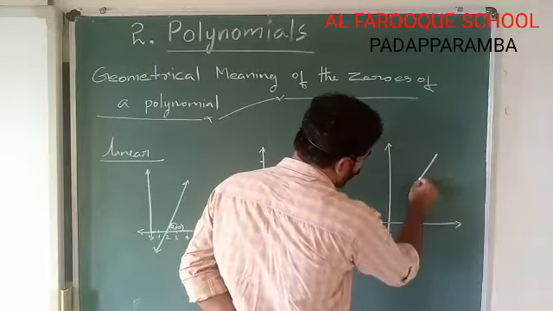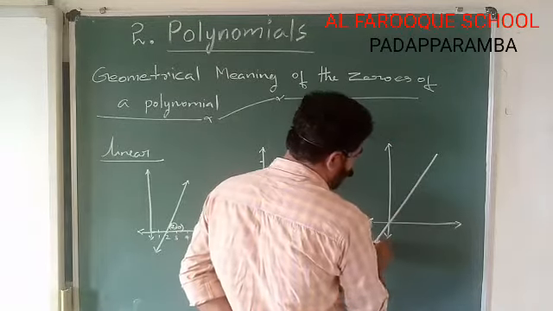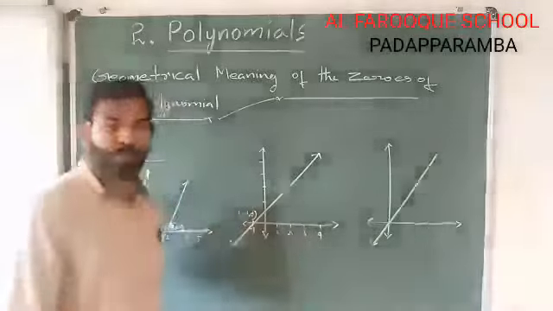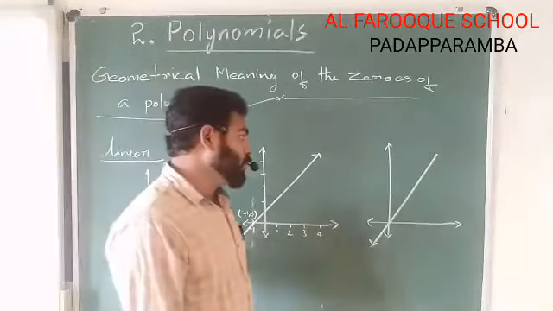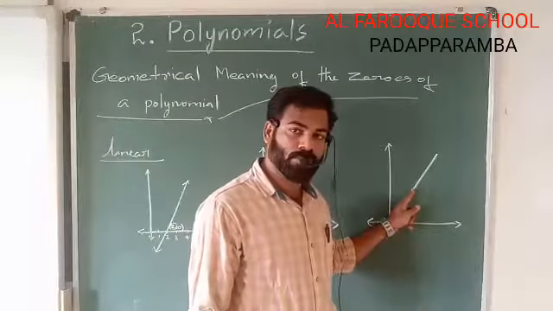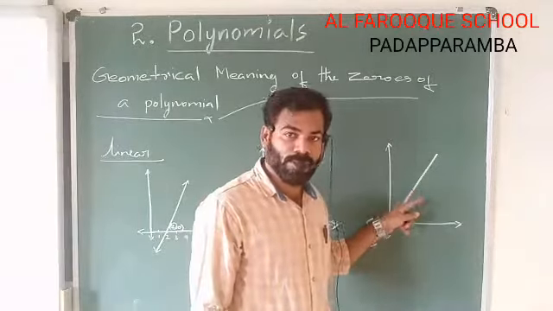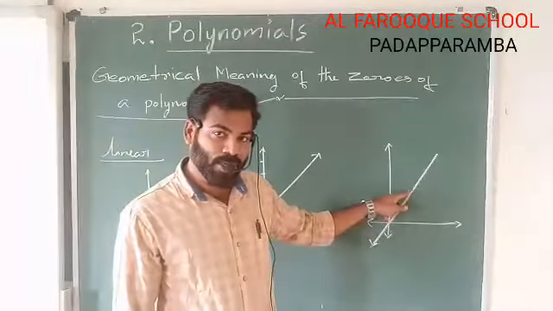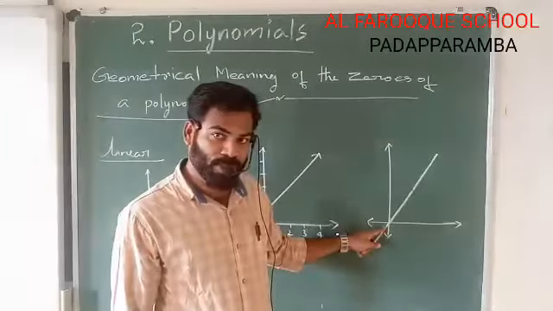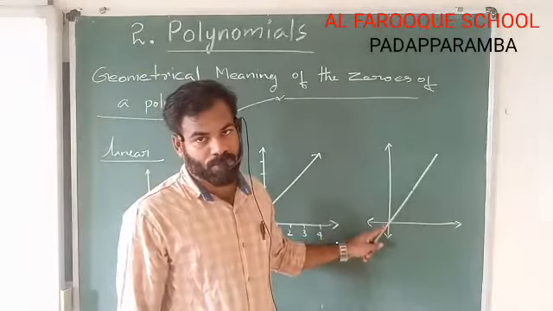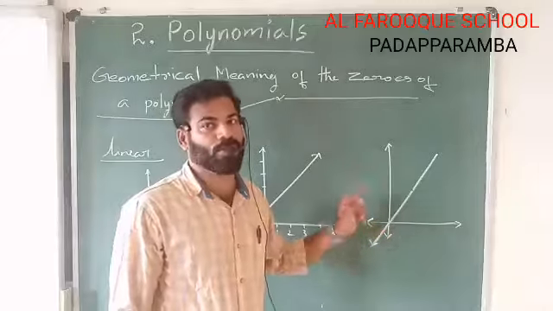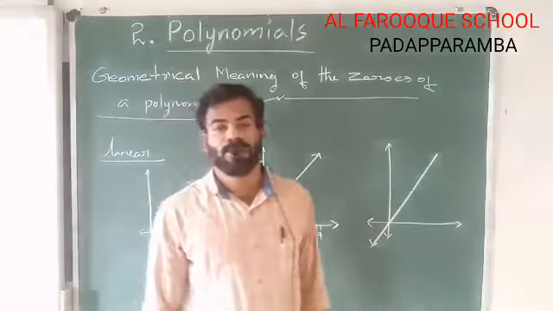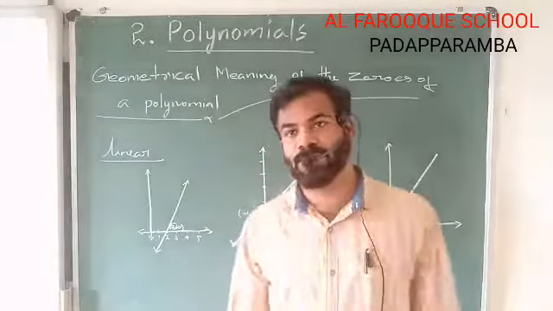The graph is passing through the origin. And here we can say that the zero of this line is equal to 0, because the line graph is passing through the point (0, 0). So here the x coordinate is also 0. That's why here the zero of this line is 0.